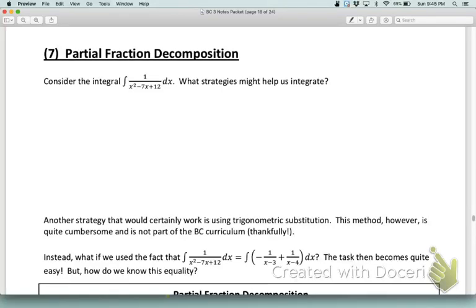Okay, so we're going to look at another strategy that makes integrating very helpful. If we want to look at this integral here that I have set up at the top, we can see pretty quickly that any of the strategies we have so far are not going to work. If we think about using u substitution, we would need u to be x squared minus 7x plus 12. That would make du equal to 2x minus 7 dx. That's not going to be something that we're able to get out of there.